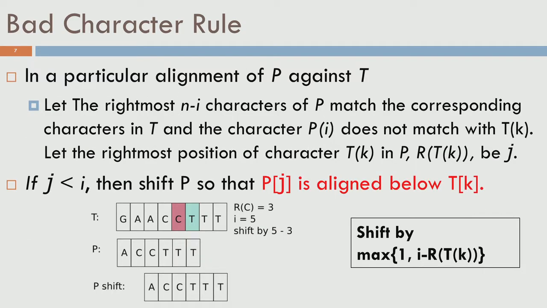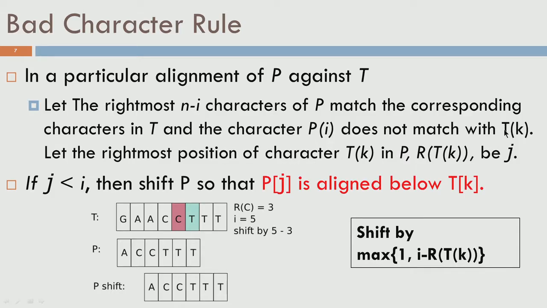Continuing with the bad character rule, let us see how to use this array R to come up with the appropriate shift of the pattern P whenever a mismatch is obtained. Let us present the rule first and then go to an example. So, let us consider a situation where P is aligned against T, and for some i, the rightmost n minus i characters of P match the corresponding characters in T, and the character P of i, that is the ith symbol in the pattern P, does not match with the corresponding character in the text string T.